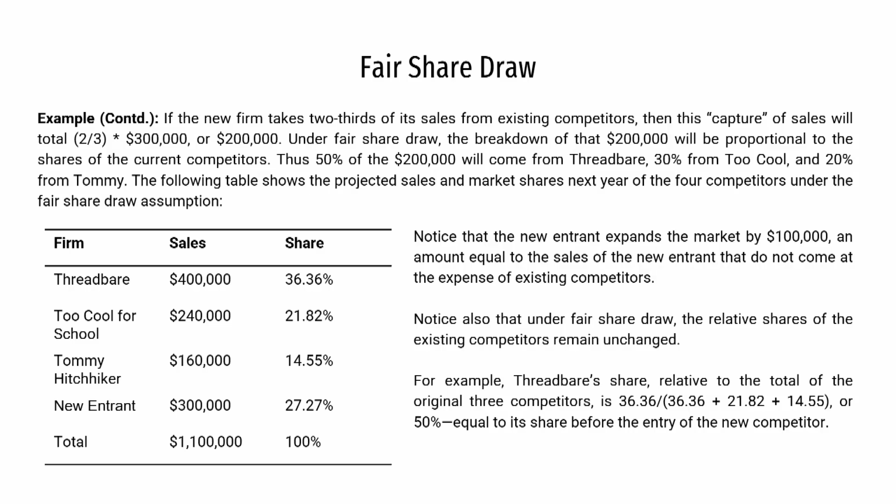Earlier it was 50, 30 and 20, now it is 36.36, 21.82 and 14.55. So, proportionately they remain the same, right. We can calculate this relative market share. The first brand's share relative to the total of the original 3 competitors is still the same, that is 50%. Similarly, for the second brand, the relative market share of these 3 brands will still be 30%, and for the third one it will still be 20%, right.